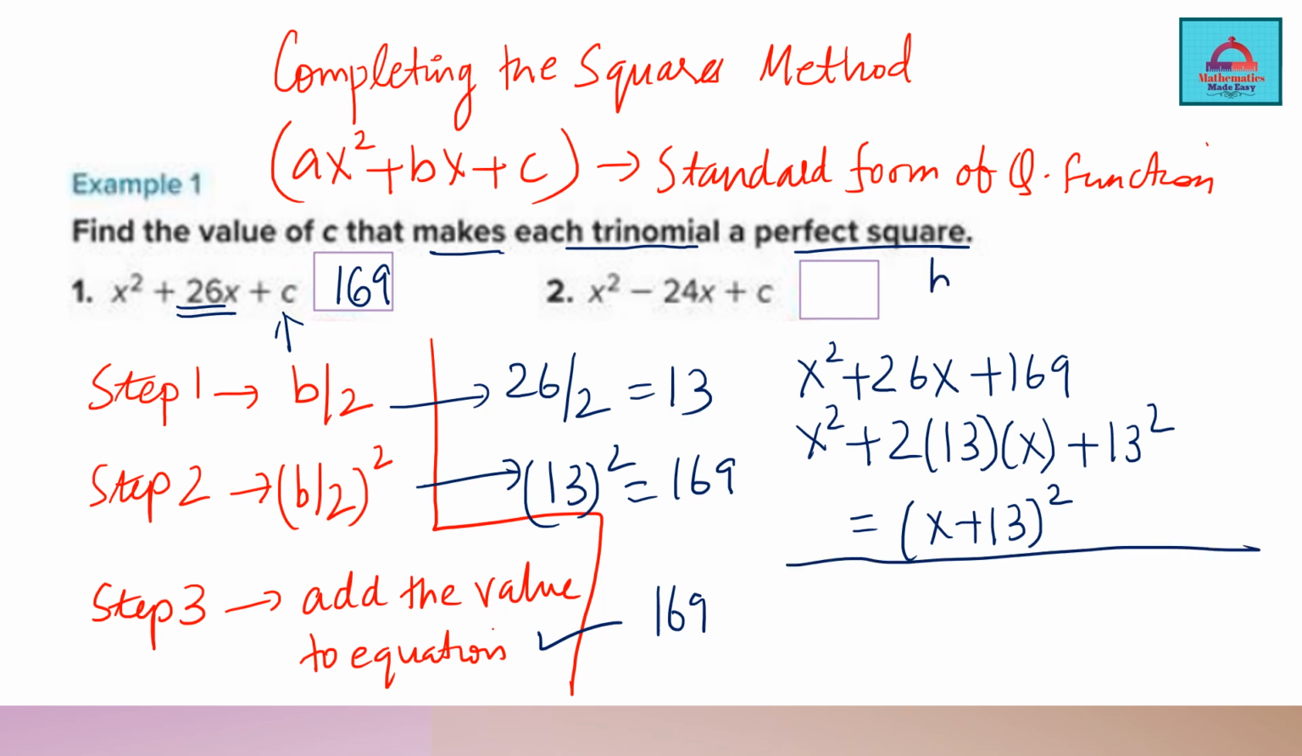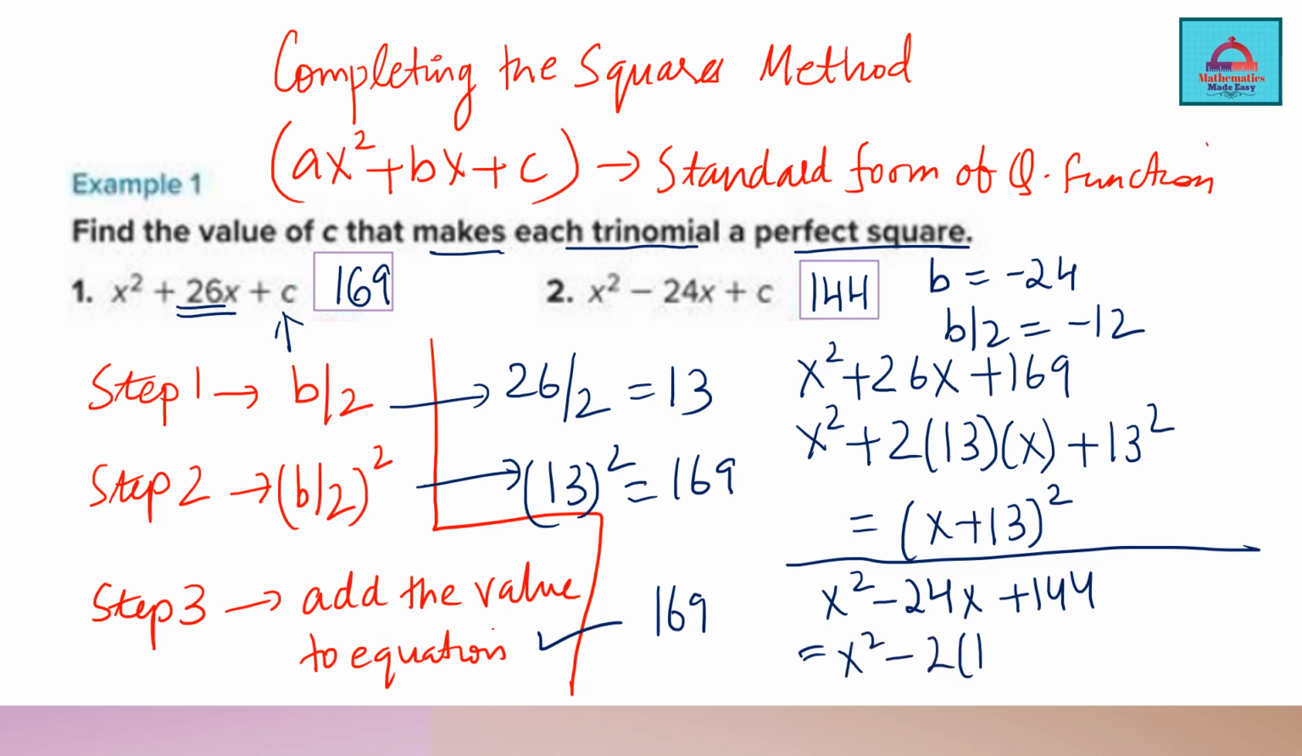Similarly, we can do the process here. For this one, b is minus 24, so b by 2 is minus 12. So its square would be 144. So 144 is the number that will come here. Let's factor it and check. x square minus 24x plus 144. I can write this as x square minus 2 times 12 times x plus 12 square. So this is same as x minus 12 whole square. So yes, you are right. This is the correct answer for factorization using completing the squares method.